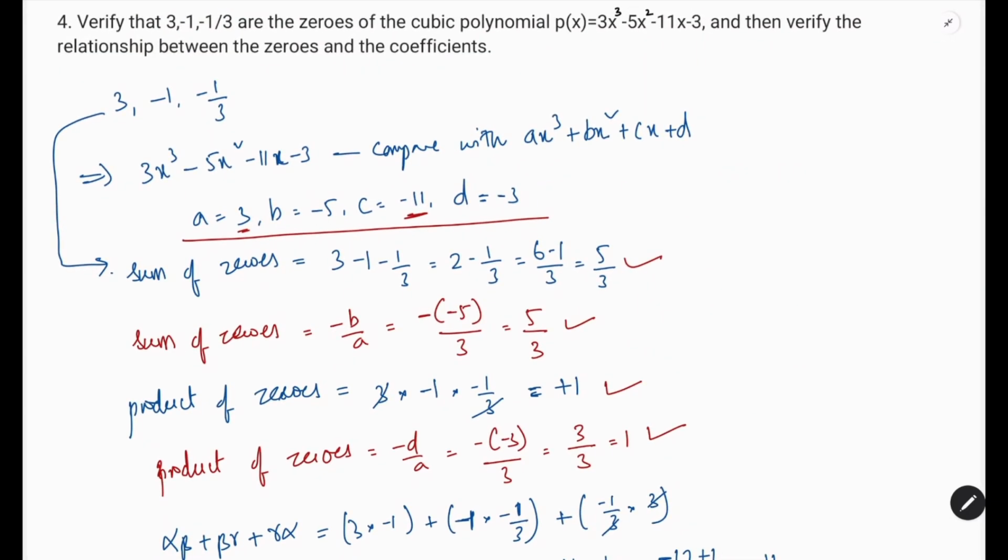These all are the examples given in your NCERT book. Now in the next video we will see the exercise questions.